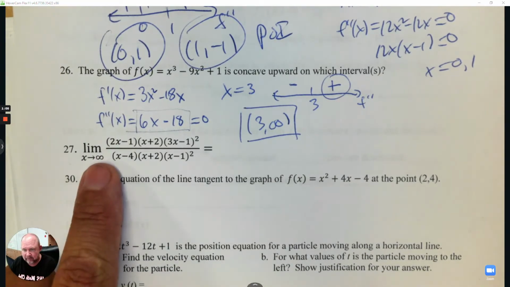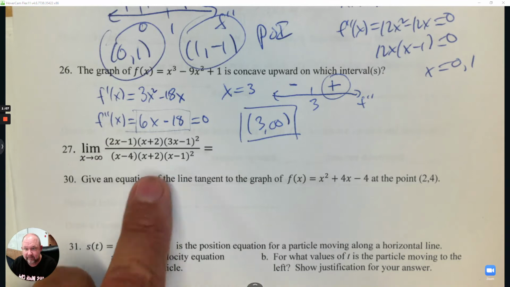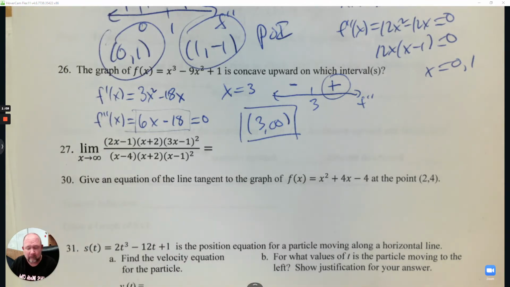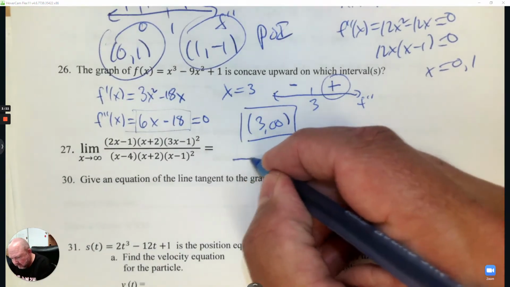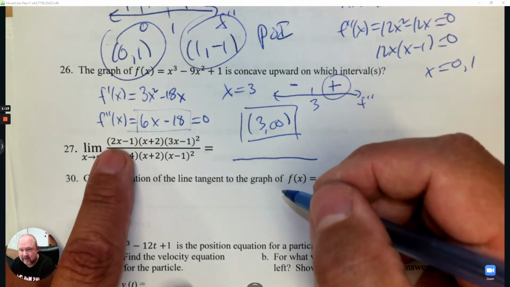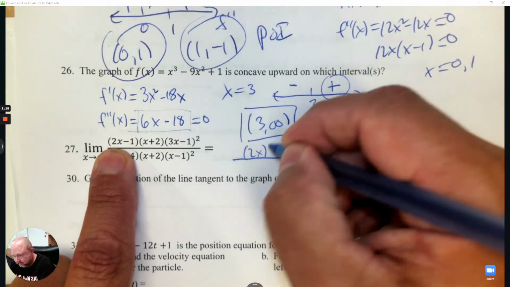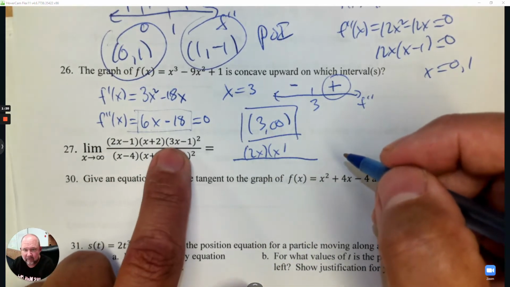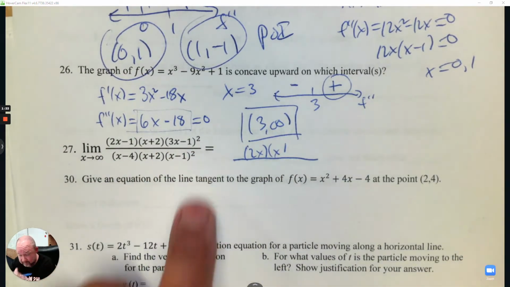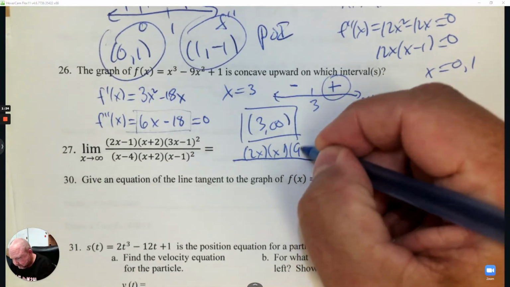What's the limit as x approaches infinity of this? This is a right-hand behavior question. I need the power terms. So I want you to do this in 2 steps. Take the power term of each factor and multiply them together. So that's 2x. That's x. Now be careful here. 3x squared is actually 9x squared.